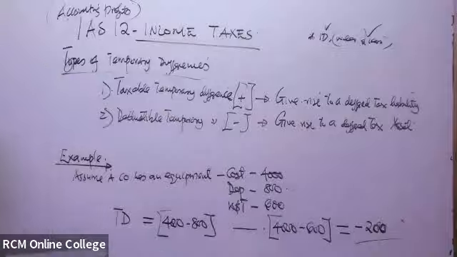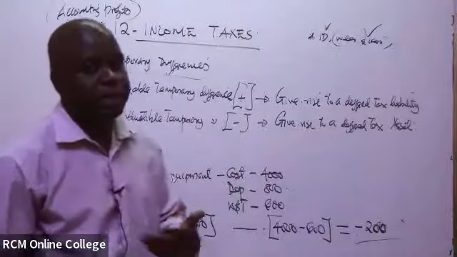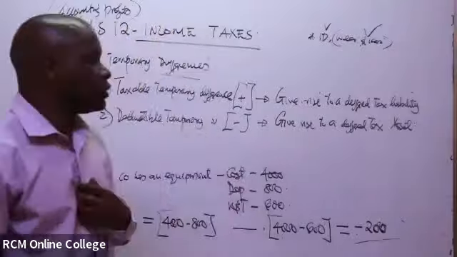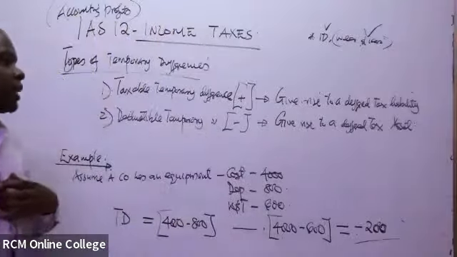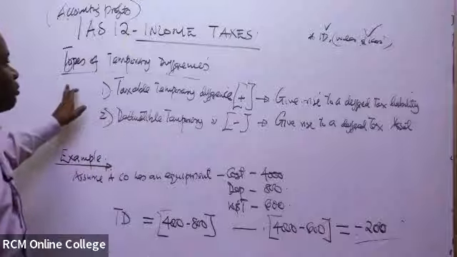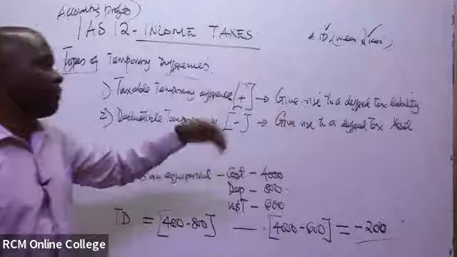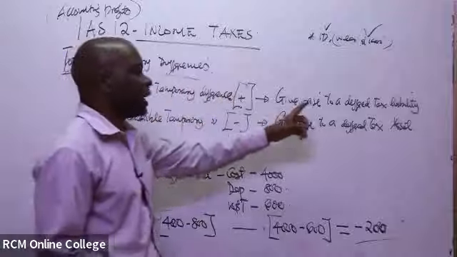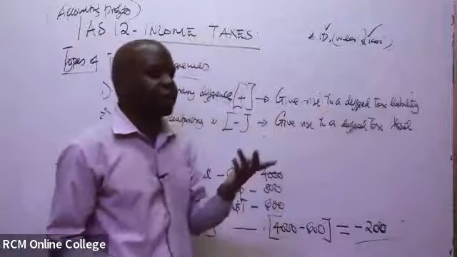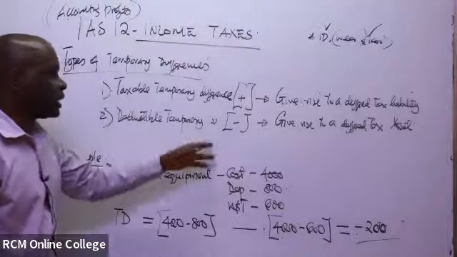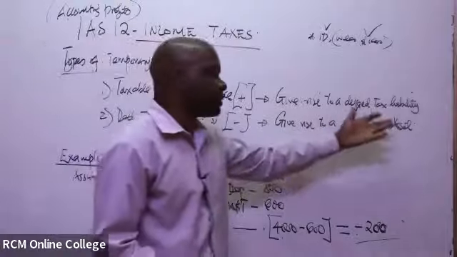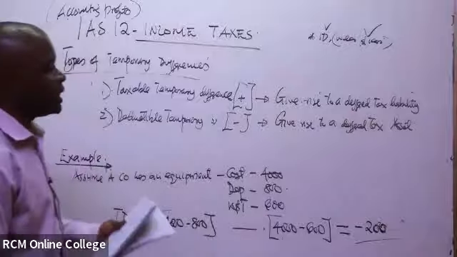So for us to get the deferred tax, we would have been told, for example, that the corporate tax rate is 30%. That means we take 30% of the temporary difference, whether positive or negative. If it is positive, it will be a liability that we will end up paying in future. If it is negative, it will be a deferred tax asset that we will be able to enjoy in future.